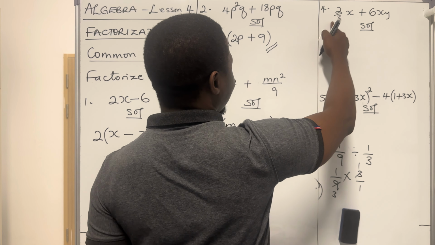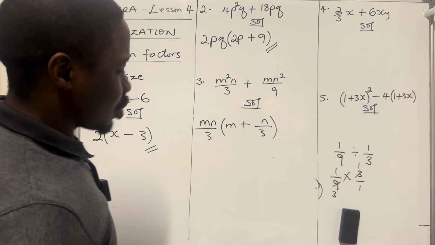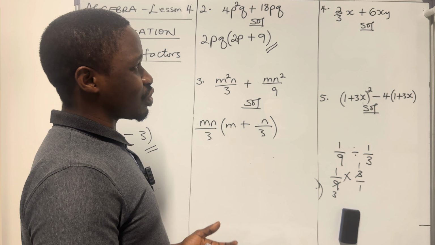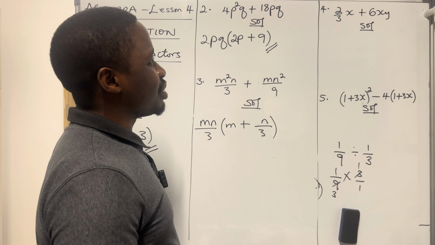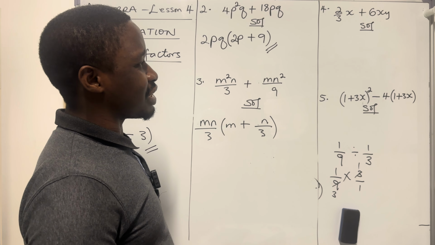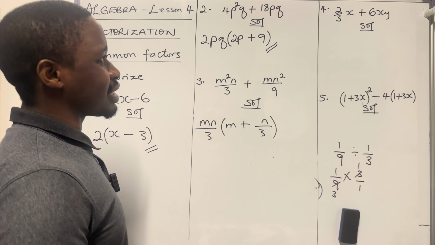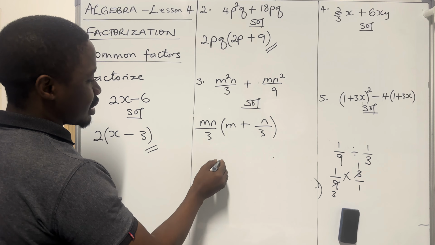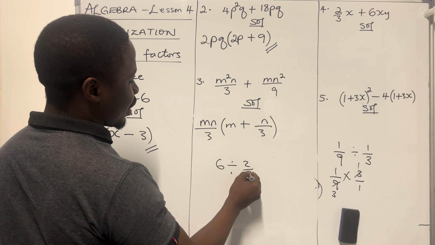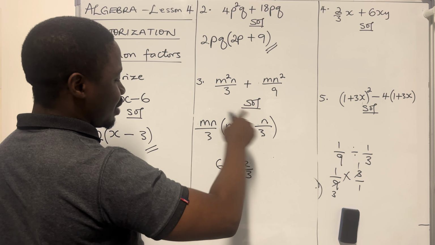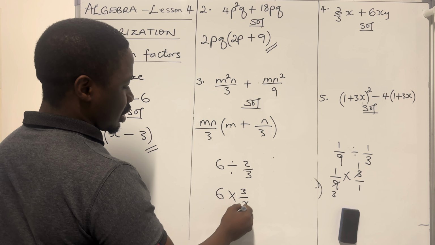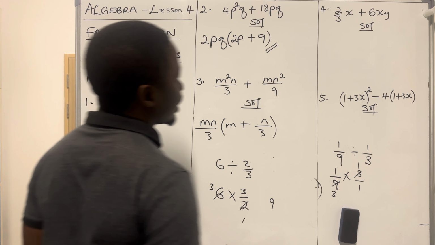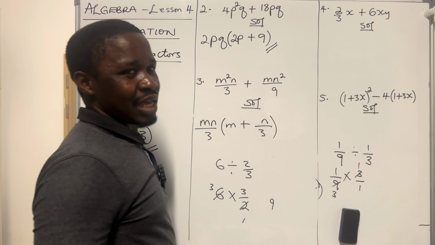Now, 2 over 3 and 6, what is common? Some people struggle to factorize, especially when there are fractions. Even in calculus, we have cases wherein you need to understand what is common, especially when we have multiple brackets. So if you want to know what is common between this and this, just say this divided by this. 6 divided by 2 over 3. 6 multiplied by the inverse, 3 over 2. This is 1, this is 3. 3 times 3 is 9. So now we know this can go into this 9 times.